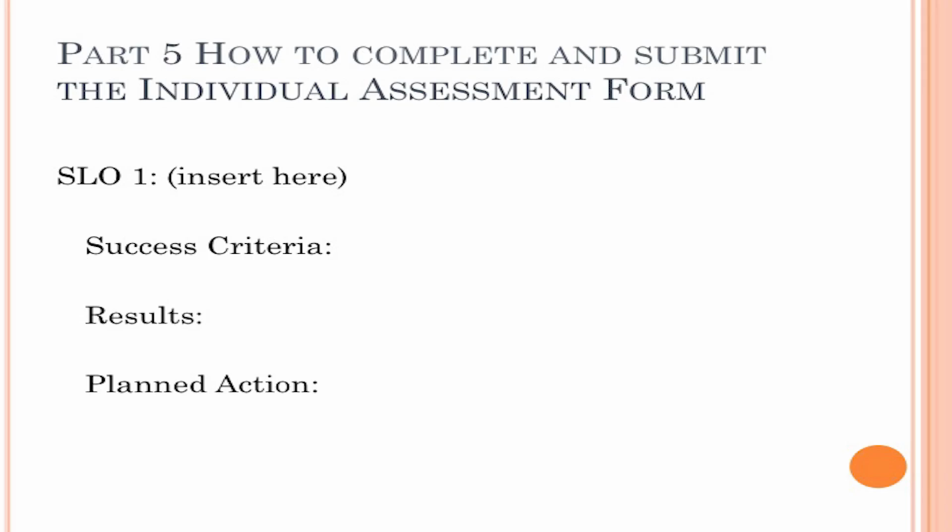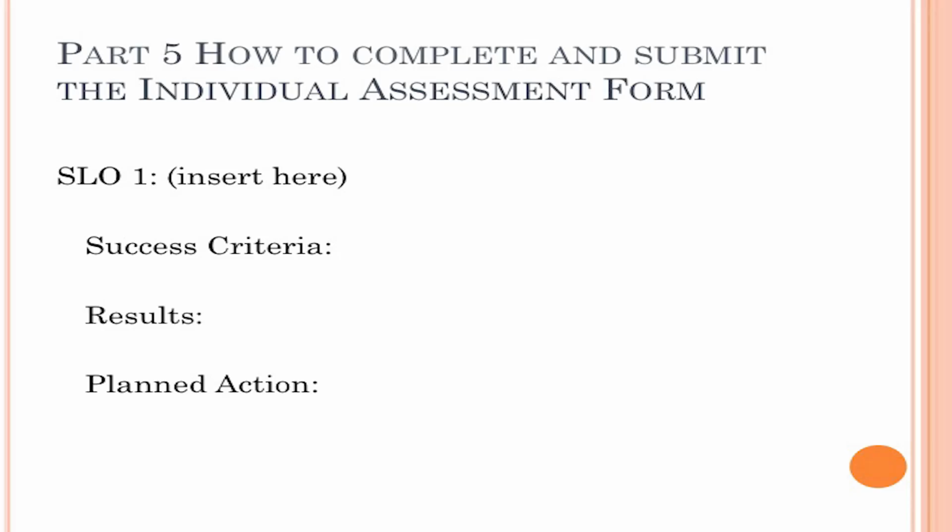So now we're in the final stretch, talking about section 5, which is how to complete and submit the individual assessment form. You can find the form by clicking on the SLO tab on the home page, and then finding the individual assessment form. All you have to do is insert the SLO that you are assessing, then find the success criteria, which are identified already for you, then tabulate the results, and finally, start discussing and analyzing some planned action to help improve the class.